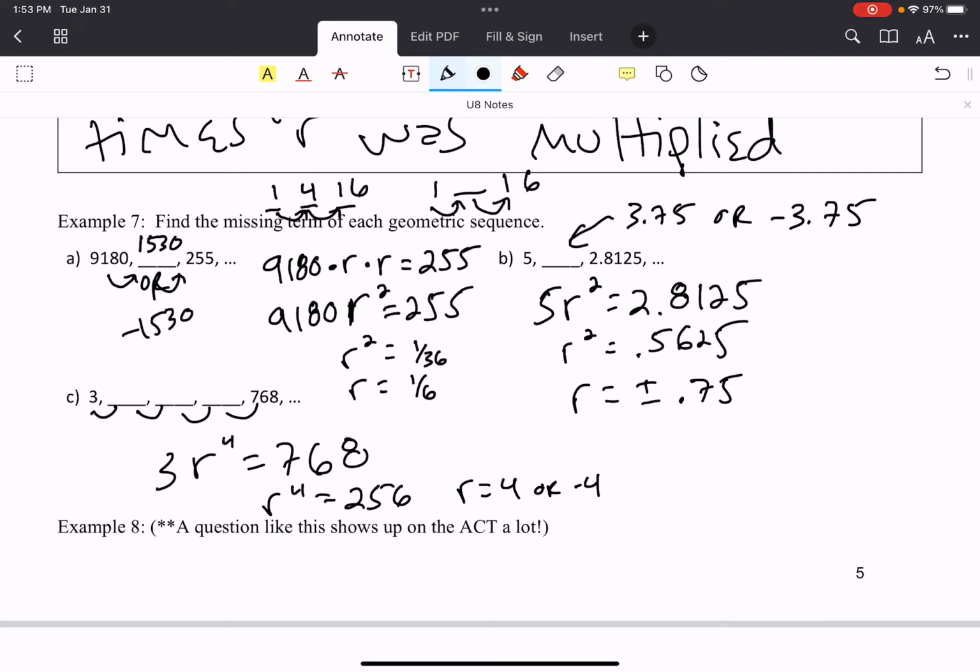Good? Okay, so then that means my missing terms are going to be, if r is 4, 12 and then 48 and then whatever 48 times 4 is. 192. Thank you. Or negative 12, positive 48, and negative 192. Good? Okay, let's go to the word problems.